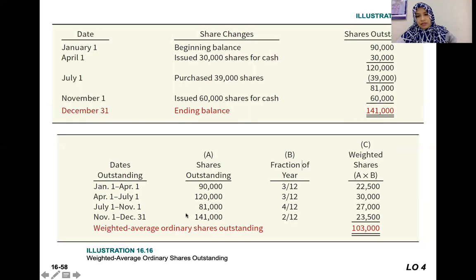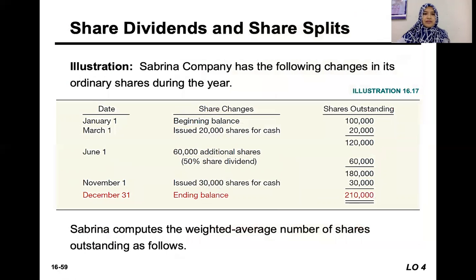So we will multiply again by how long it has been outstanding until the end of the period. Let's say on December 31st, there is a new issuance of shares. Then because it doesn't have any period outstanding during the year, we don't include it in the weighted average ordinary shares calculation, because on December 31st, it's already the end of the year.